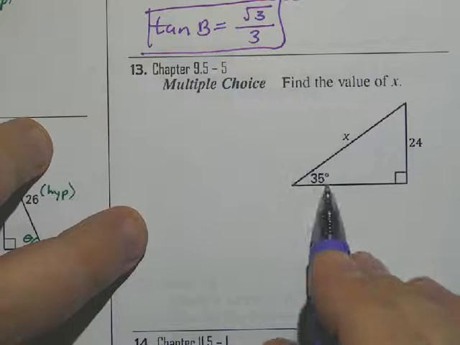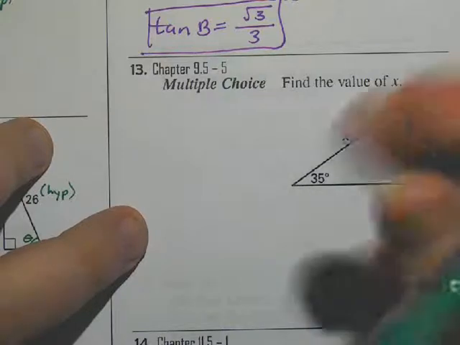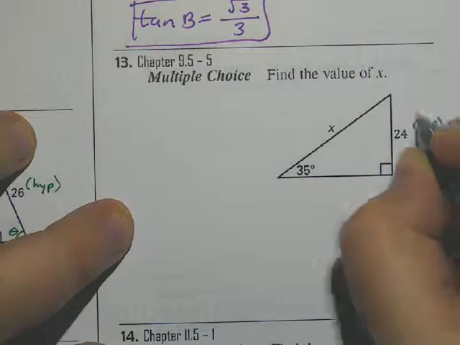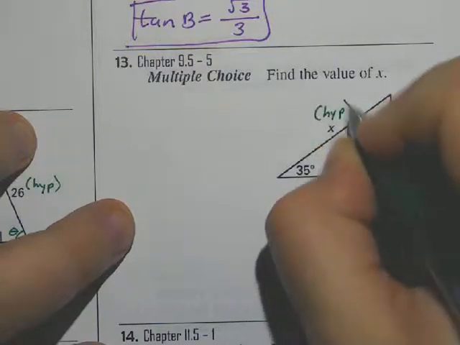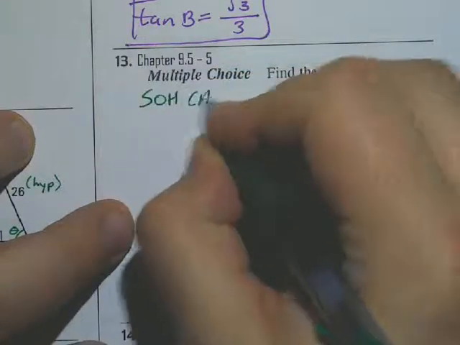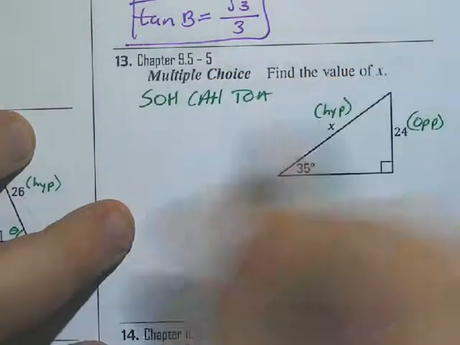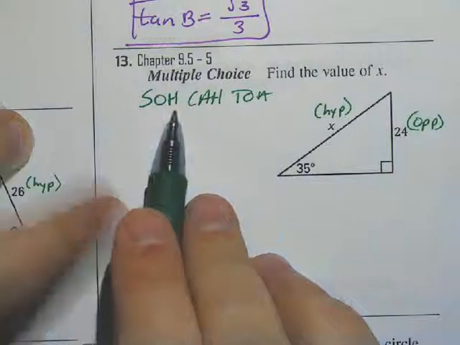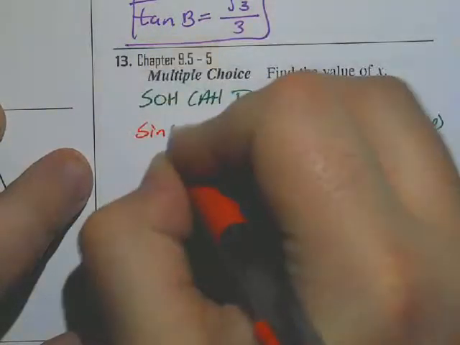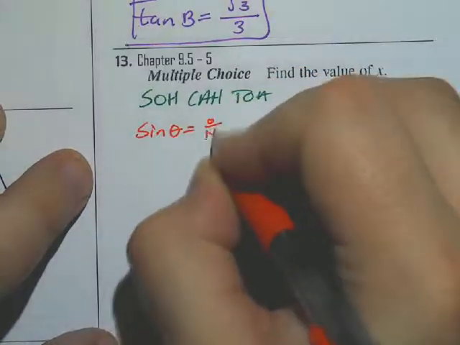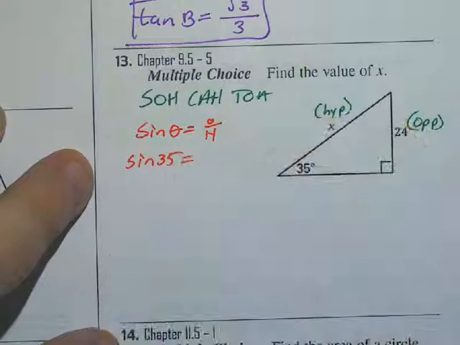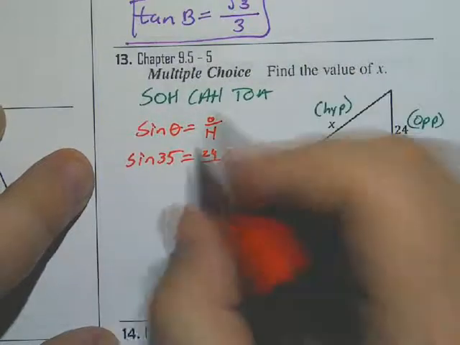I've got 35, 24, and x. Let's just go ahead and do this. I'm only going to label the ones I need here. Opposite. This is hypotenuse. It looks like I'm going to be using SOH, because of SOH CAH TOA. SOH has opposite and hypotenuse in it, so I'm going to go ahead and set that up with the sine. Sine theta equals opposite over hypotenuse. Sine of 35 equals 24 over x.